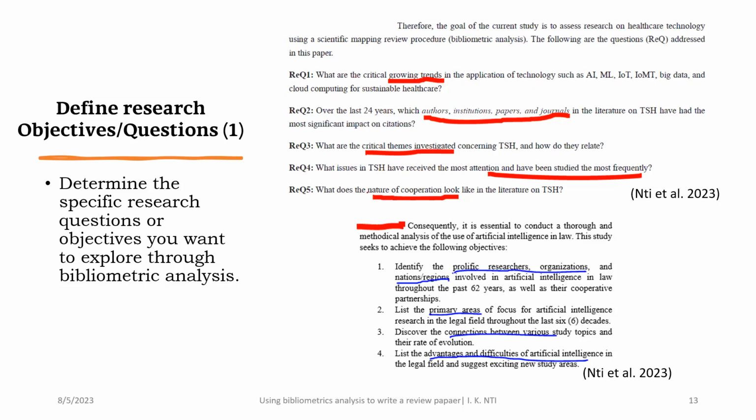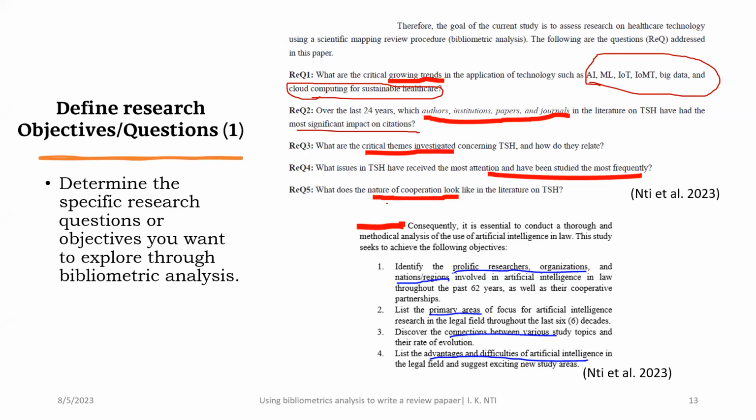So we want to see what the critical growing trend is. How is the number of publications growing in these areas of technology applied in healthcare for sustainability? Then the next one, over the past 24 years. So it means that these guys are going to look at 24 years of documents: which authors, institutions, papers, journals in the literature on technology for sustainable health have had the most significant impact.